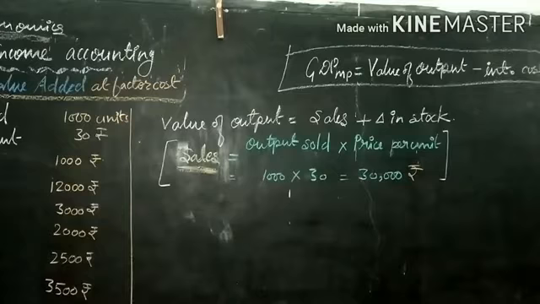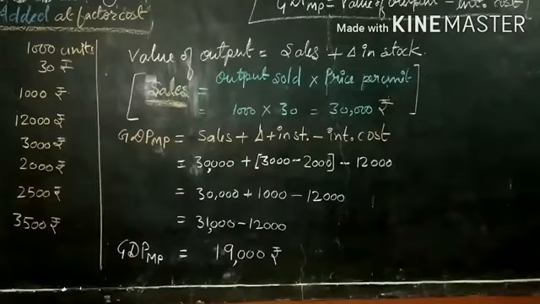Okay. This way, we have estimated total sales value, and these sales values will be used. Value of output is not given, and total sales is also not given. Now the formula for GDP is sales plus change in stock minus intermediate cost, and the sales is 30,000. Change in stock is closing minus opening.